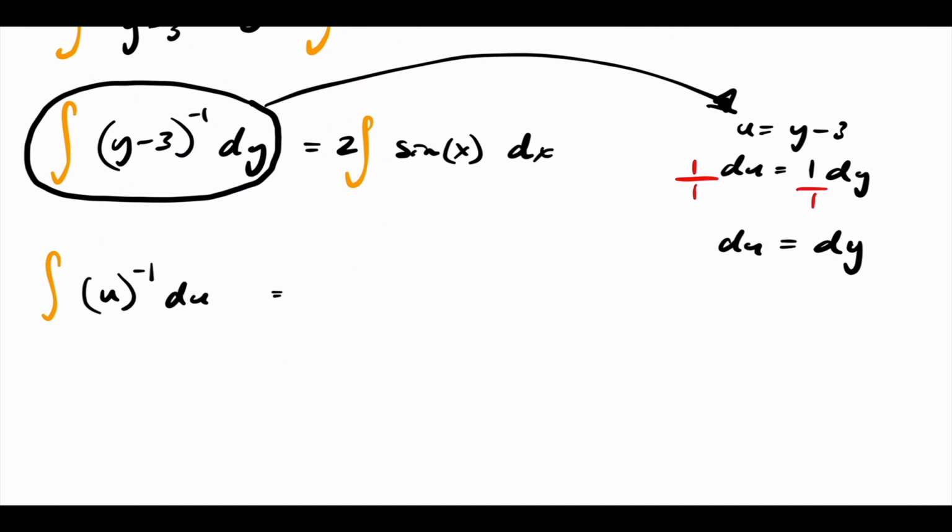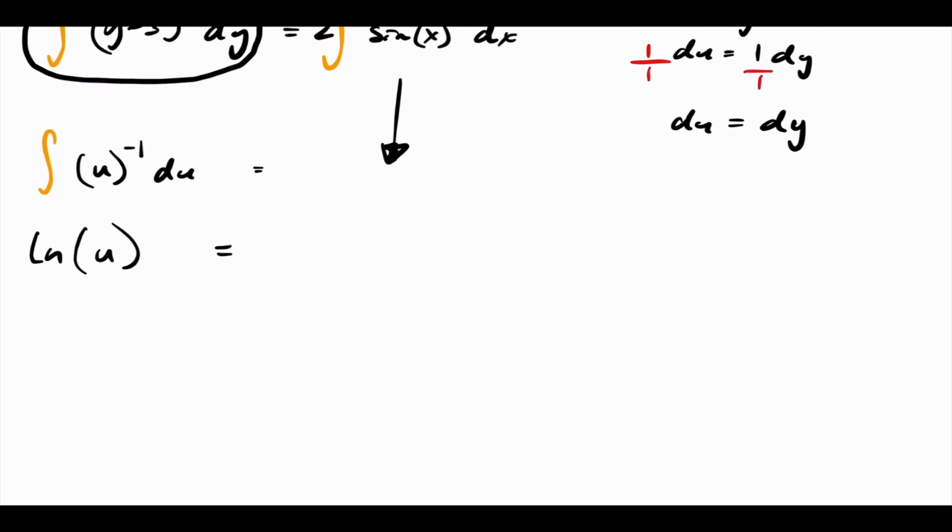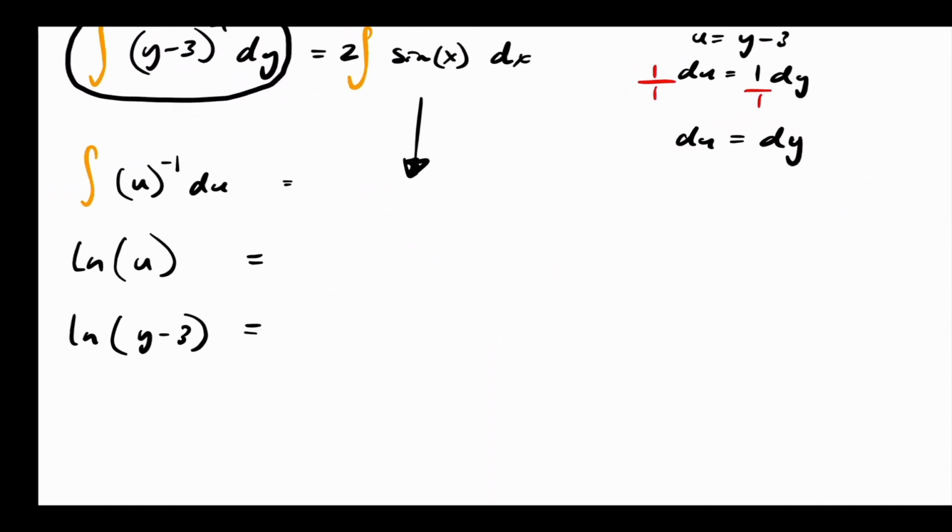So we use the power rule and it doesn't work. What happens when the power rule doesn't work? It's because, what's the antiderivative? Natural log. Natural log of u, that's that side. So put u back in, it's natural log of y minus 3. Now we can do the other side.